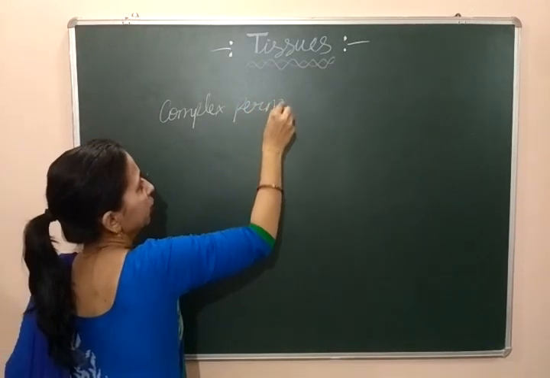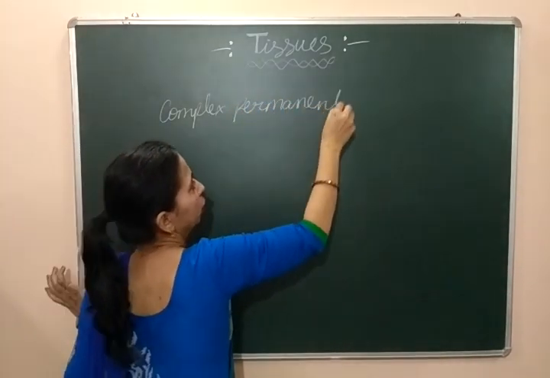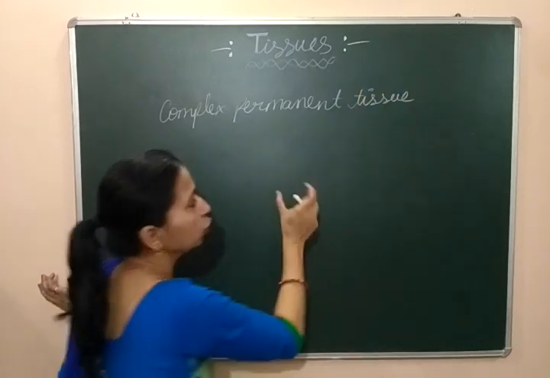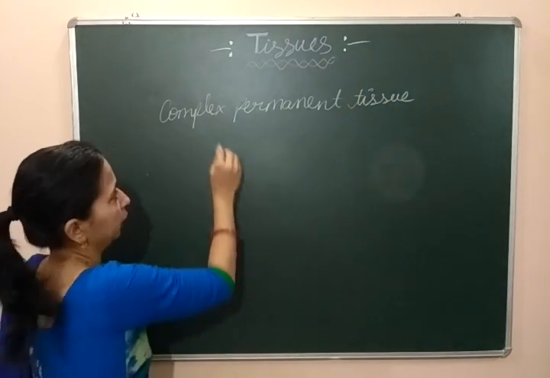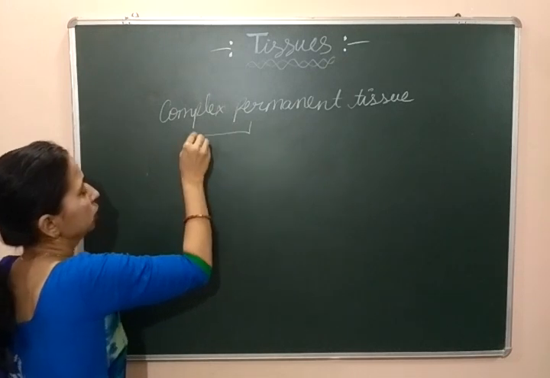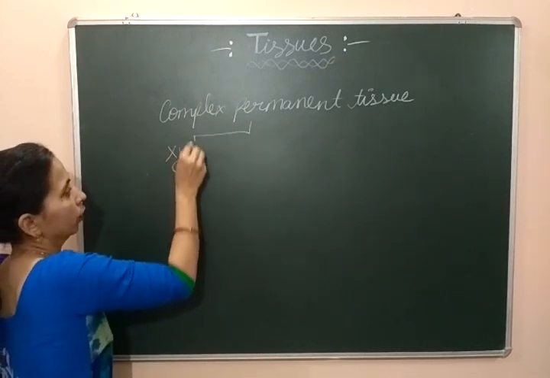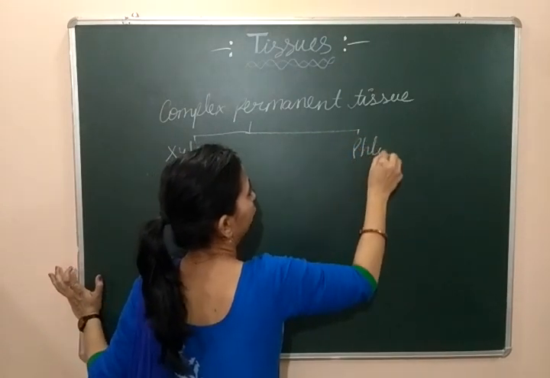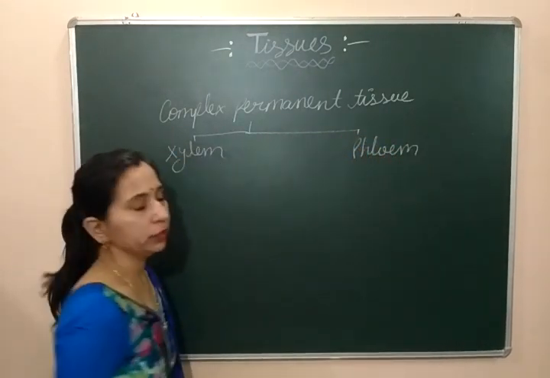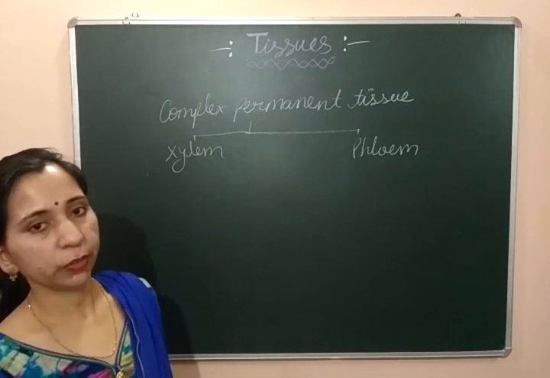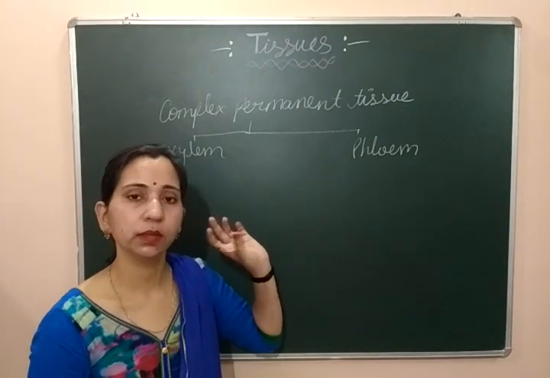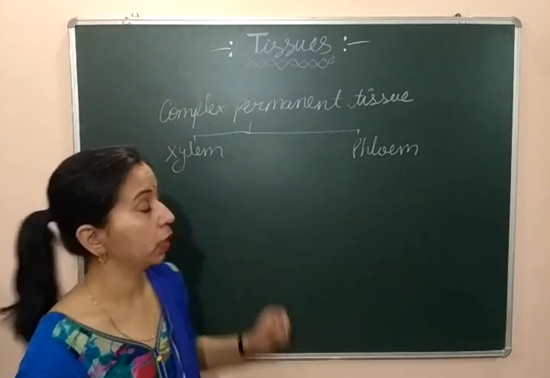In the case of complex permanent tissues, I already told you that we include two types of tissues in this category. First xylem, and second one is phloem. We include these two tissues. These tissues are vascular tissues present in the plants. ये plants में present होने वाले vascular tissues होते हैं जो plant में transportation में help करते हैं.